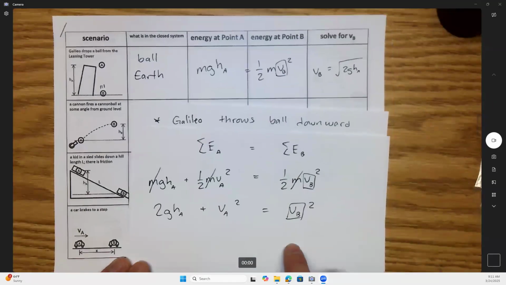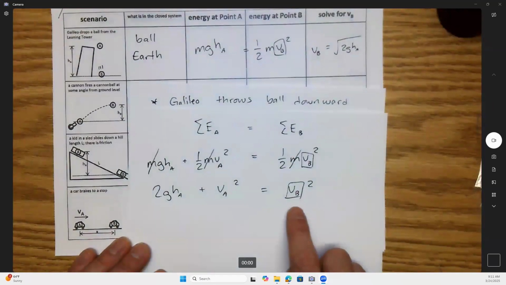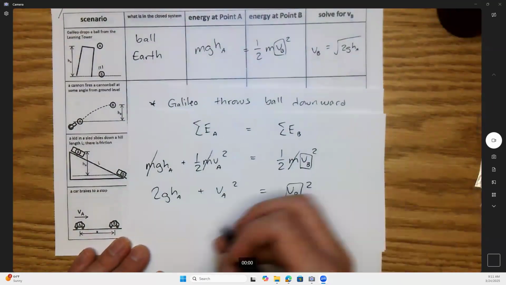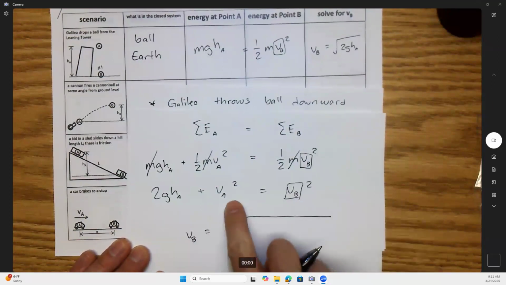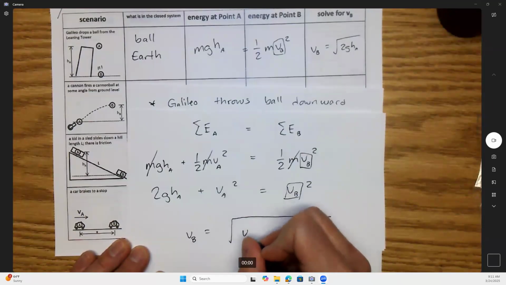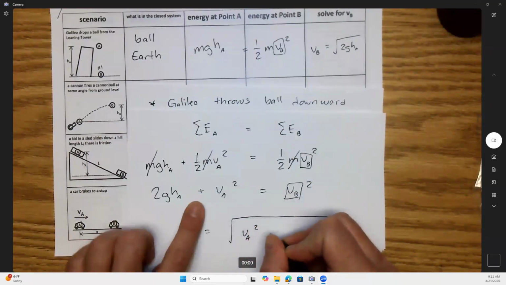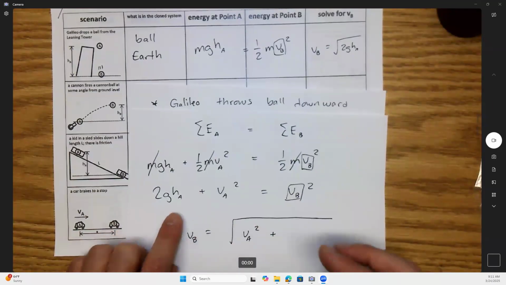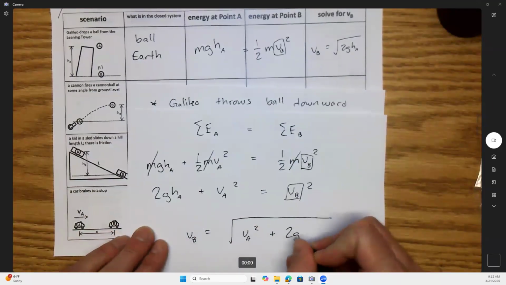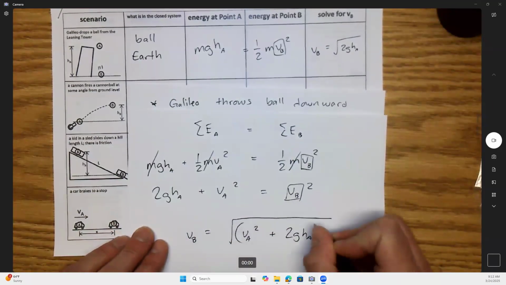And then what's the last algebra step? Square root. Square root. Yeah. So VB equals. So I need a giant square root. I got this VA squared underneath the root, and then plus. Now the square and the square root do not cancel because it's plus instead of multiply. If this was a multiply, you could cancel the square and the square root, but it's plus, so you have to treat it as different. 2gh at point A. So there you go.